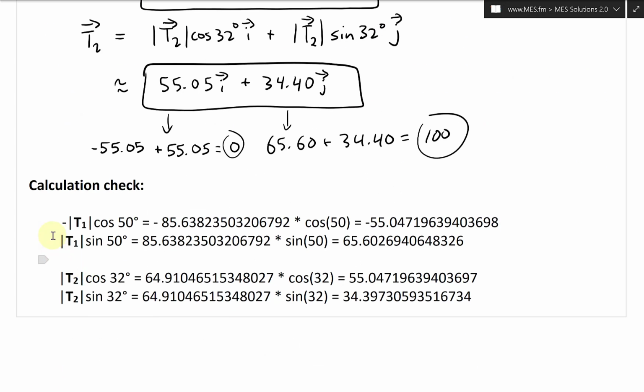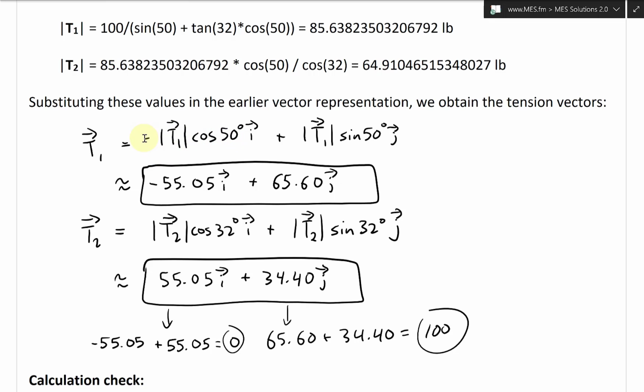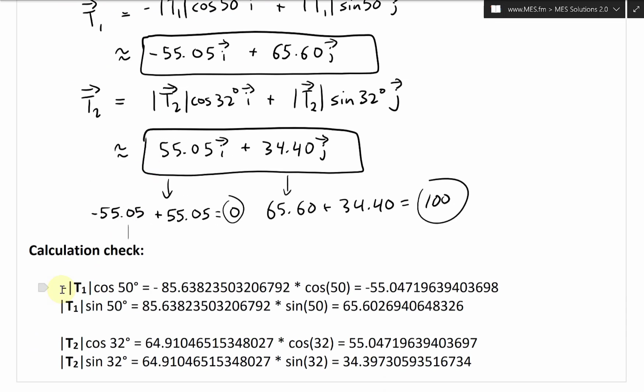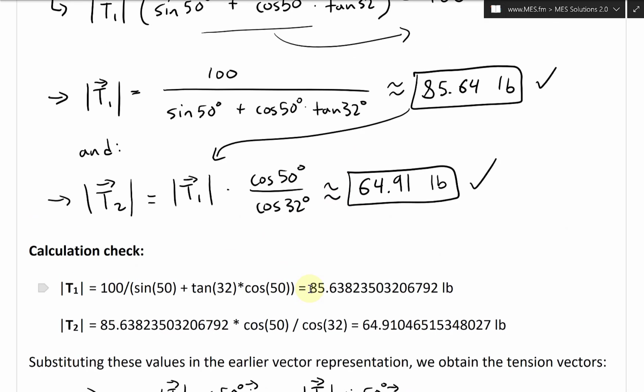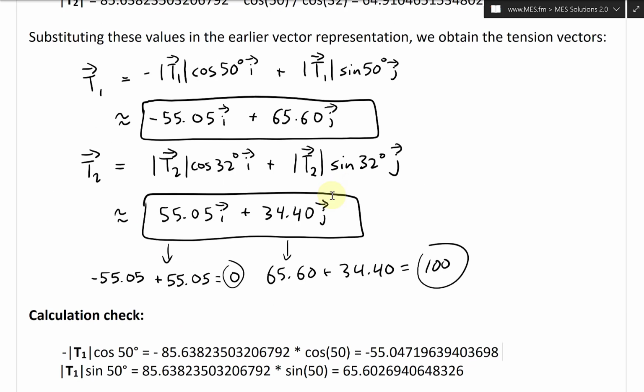All right, and now finally, let's do a quick calculation check over on these ones. This is when you plug in the calculator, you get these. So this is negative T1 cosine 50 degrees. The magnitude of T1 is over here, and I use the full decimal places in the calculation. This is 85.64, copy that into here, times cosine 50. And what you get is negative 55.047, rounded to 55.05.